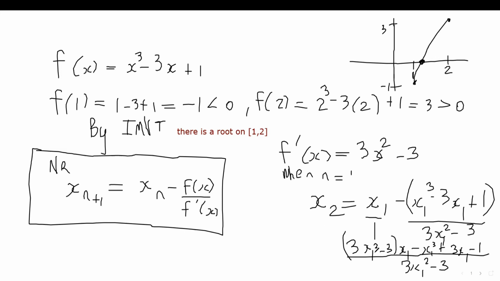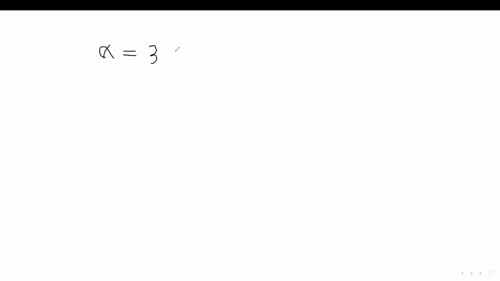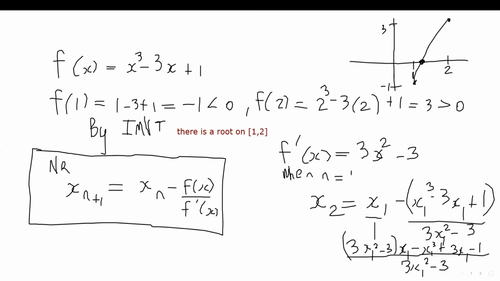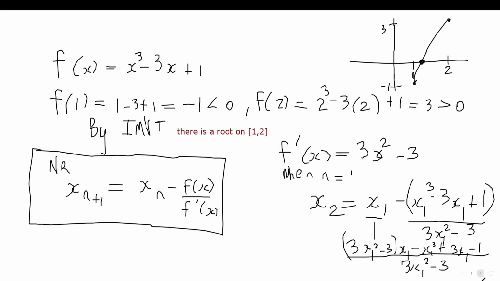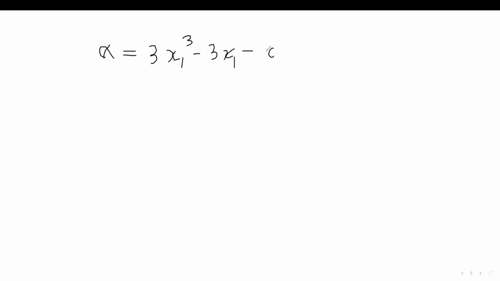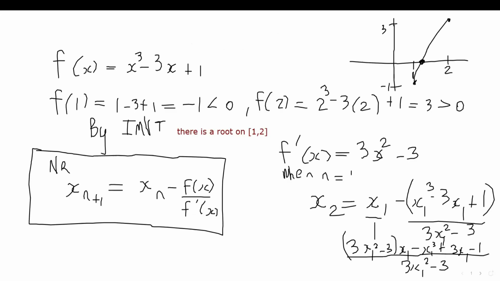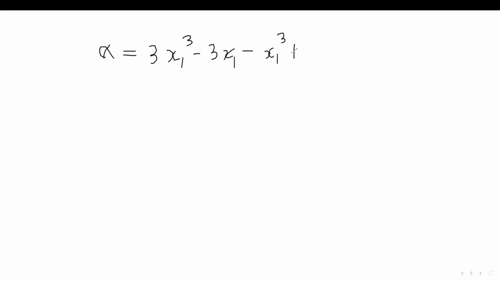So now we can simplify this. Now 3x1 squared times x1 tells us that alpha is equal to 3x1 cubed, because I multiplied the x1 squared times the x1, then minus 3 times x1 works out to be minus 3x1. Then I have minus x1 cubed. Then going around here, I have plus 3x1.